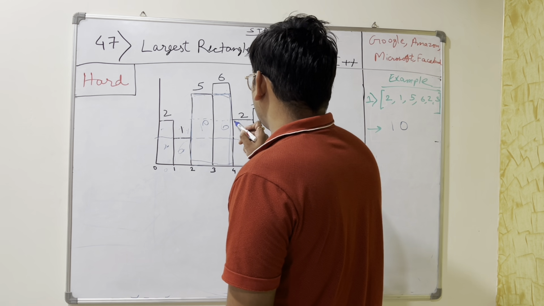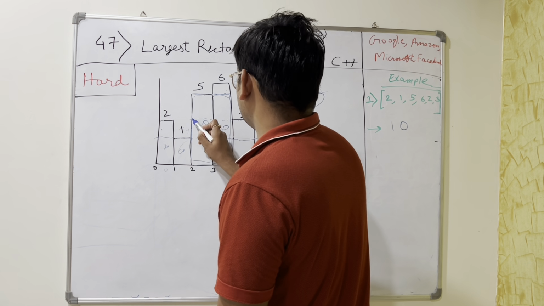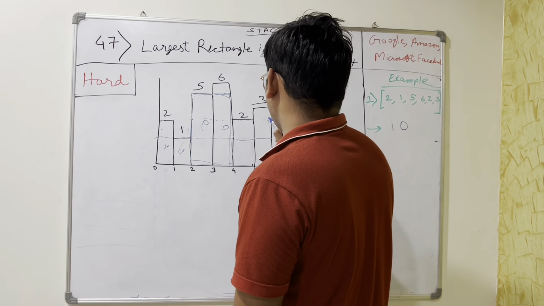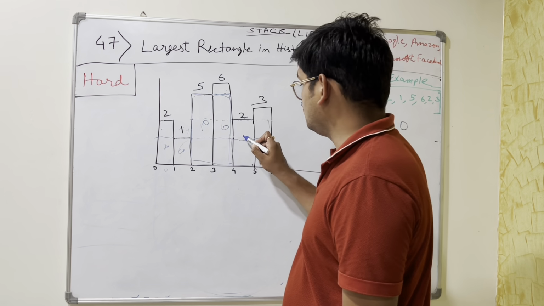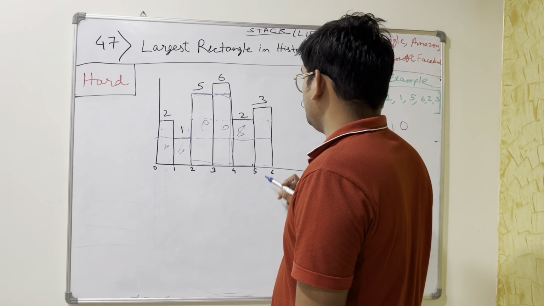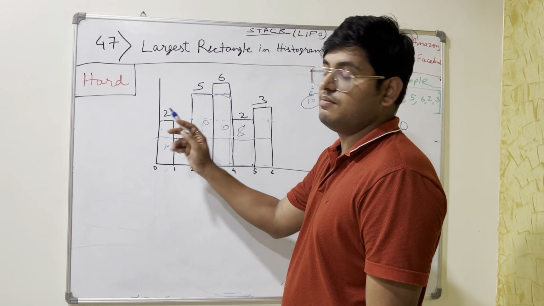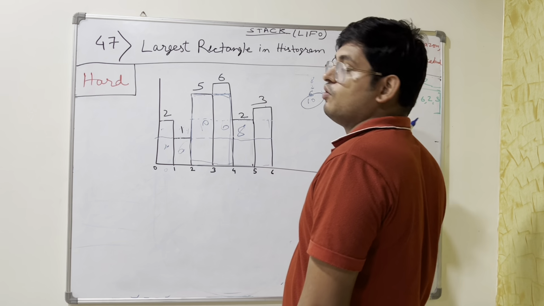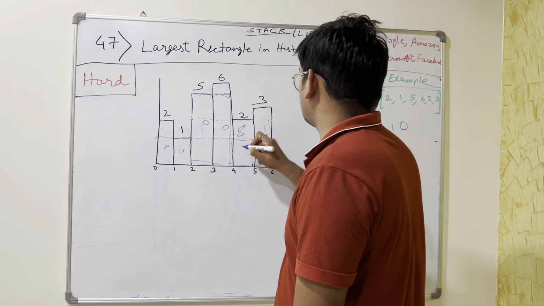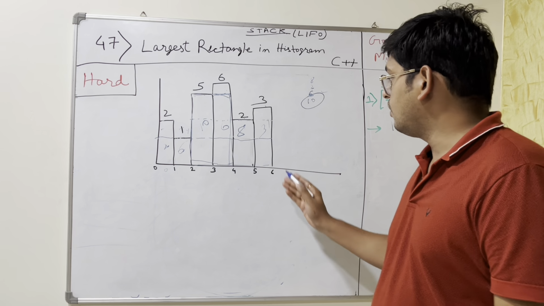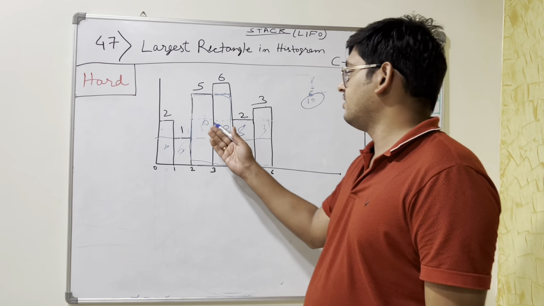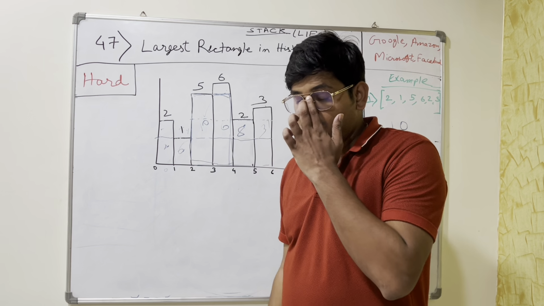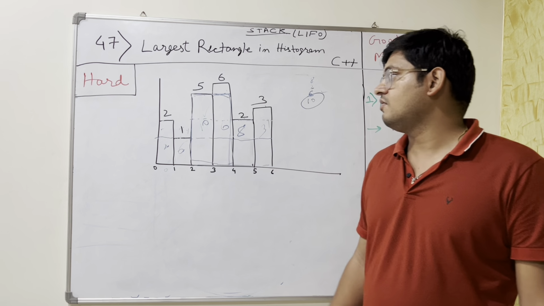For 2, we could extend up to this length, up to 2, and here up to 6. So 6 minus 2, 4, and the height is 2, 8. And for this 3, we could not extend towards the left side because this is smaller, and we can't go right because we don't have any other element. So for this one, it is 3. So out of this, we saw that this is the max. So we can easily return this, right? So in this way we can find it.